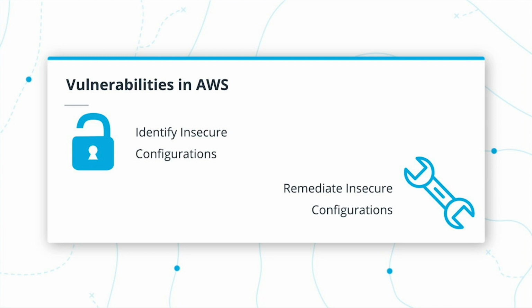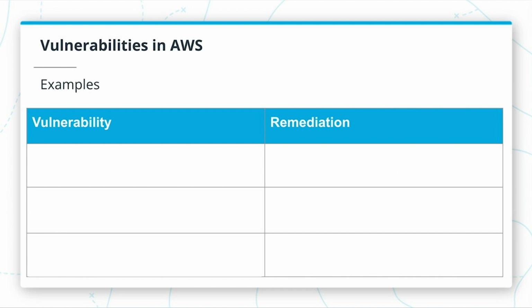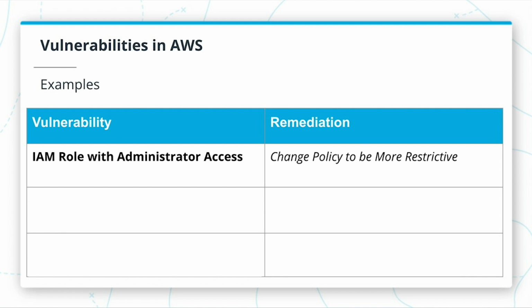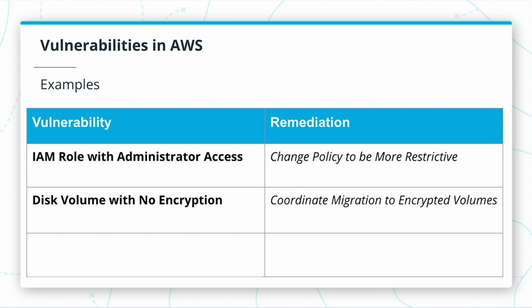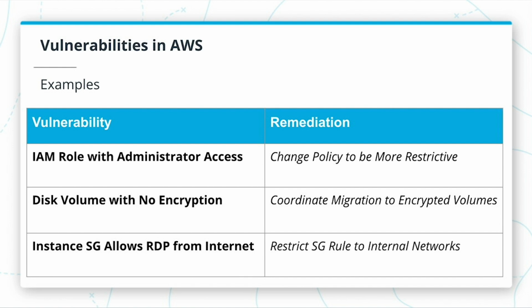and remediated. A few basic examples of detecting and remediating vulnerabilities might include discovery of an IAM role that uses a policy that allows admin access, and we can change the policy to be a least privilege policy. Disk storage has been provisioned without volume encryption enabled, so we can work with teams to ensure that unencrypted disks are re-provisioned with encryption. Or a server instance has been created and configured to allow RDP connections from the public internet, so we can restrict RDP only to internal networks.